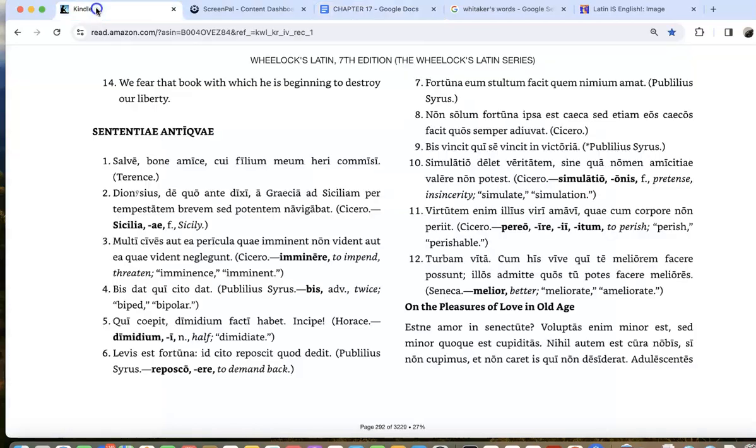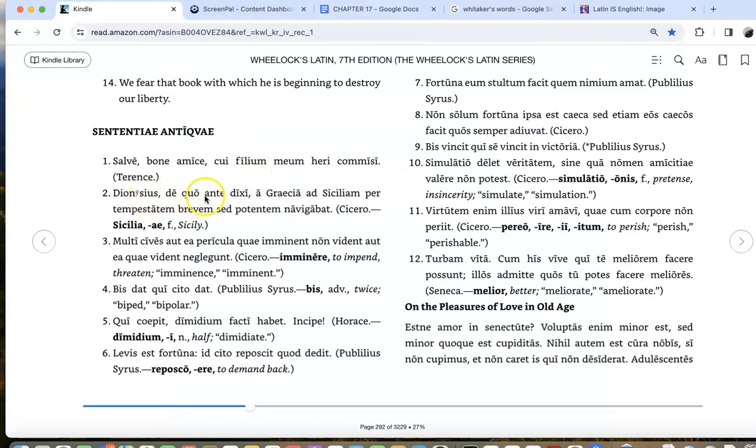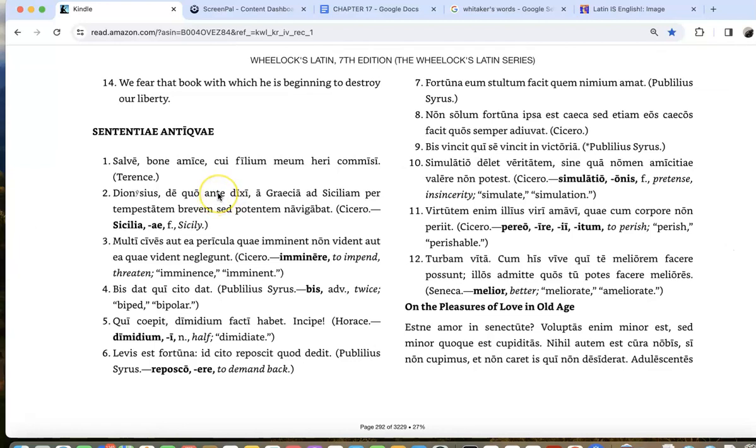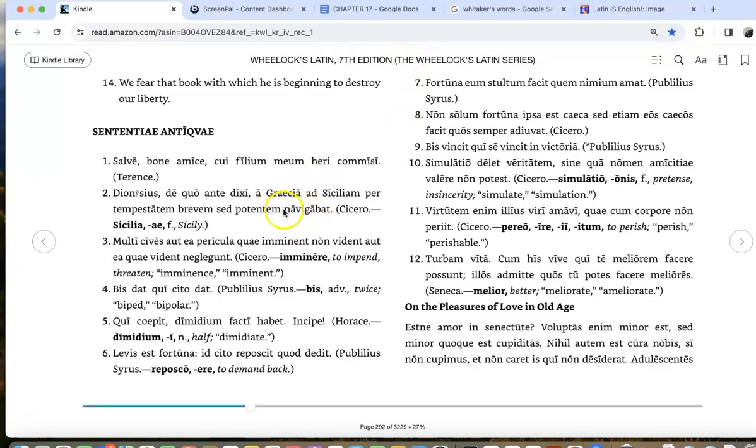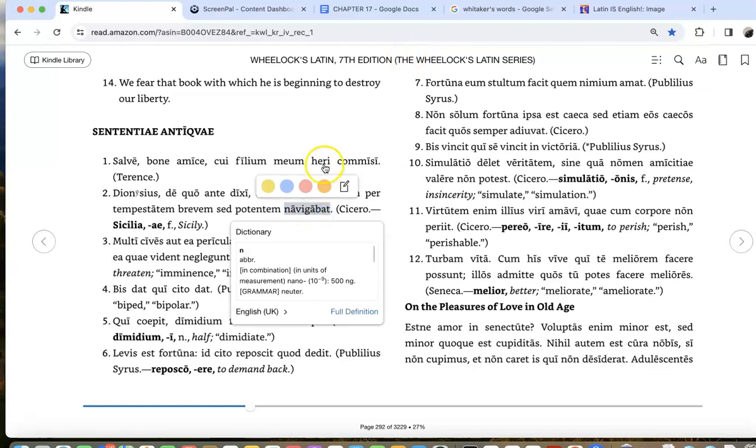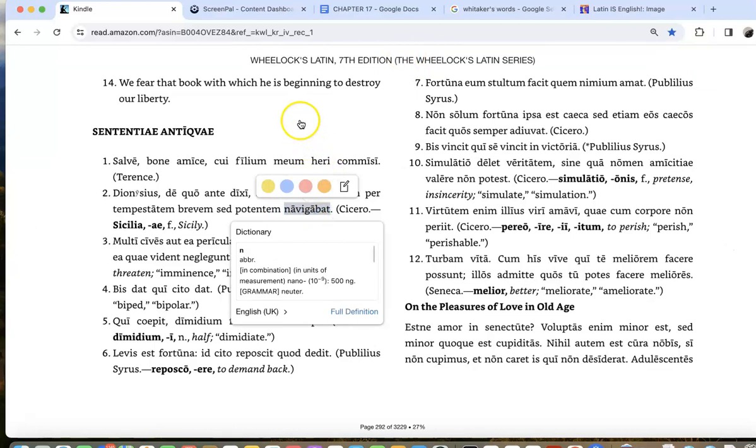So if we go back here, Dionysius, about whom I spoke earlier. Ante means earlier, like antebellum, pre-Civil War literature, for example. So, about whom I spoke earlier. And then here's our verb, was sailing from Greece to Sicily. In this case, we've got to be able to recognize the verb is at the end. So, was sailing.